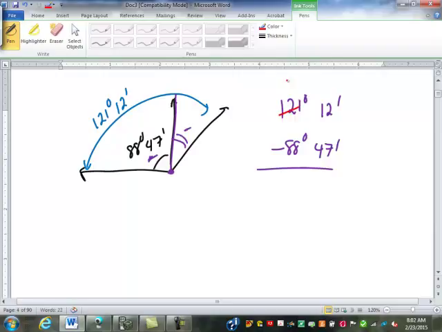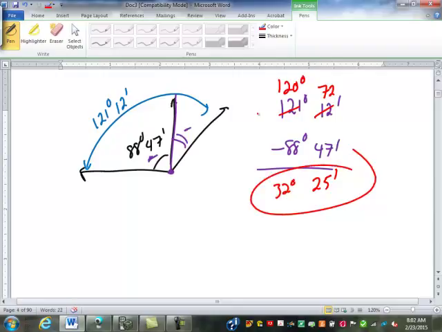First things first, you have to borrow from the degrees on the 121. Perfect. That's 120. This is going to be 72. We borrowed 60, so that's 72. Good. 47 out of 72, 25. 88 out of 120 is 32. So there we go.